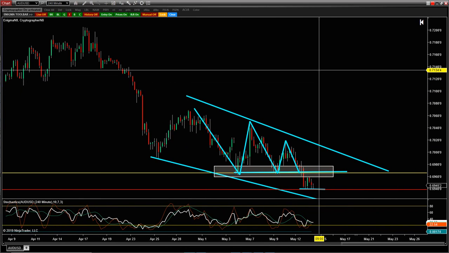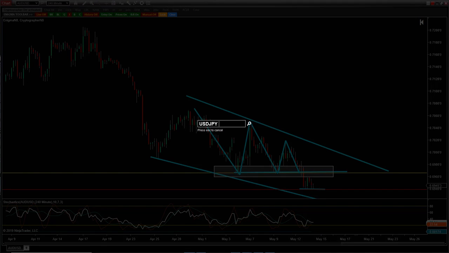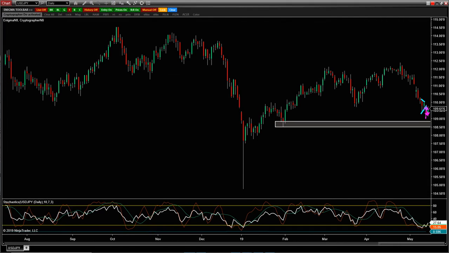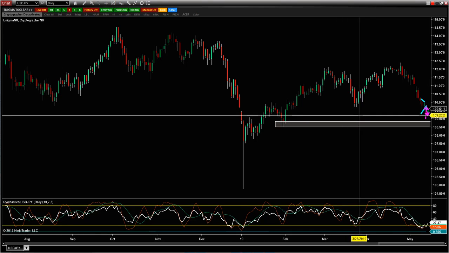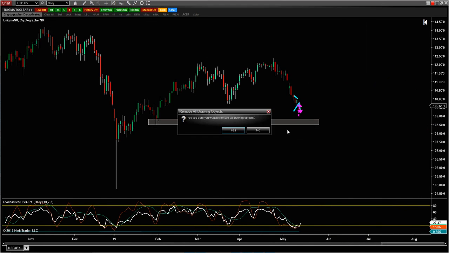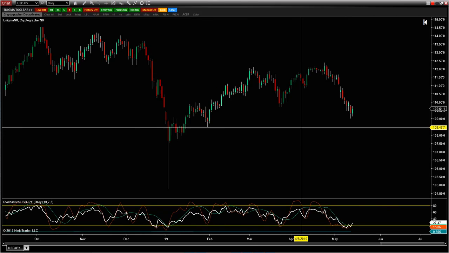All right, let's head over to the dollar yen next. Dollar yen on the daily. The daily chart was looking at a rising channel on my radar this morning. Let's see what has changed since then.